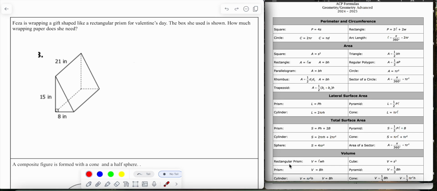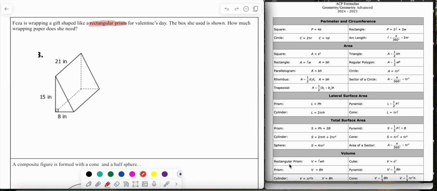So the question is saying that Pfizer is wrapping a gift, and the gift is shaped like a rectangular prism. So I'm going to go ahead and highlight rectangular prism. Usually the question will tell you the shape, so that's a good thing. Now, what does it mean when Pfizer is wrapping a gift? How does that relate to us in math, in geometry?